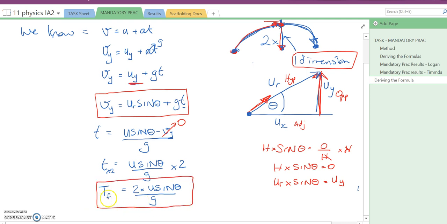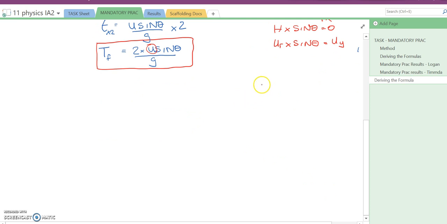And let's put a box around that, because that one is going to be very useful. The total time of flight is equal to 2 times the initial velocity times the sine of theta over g.